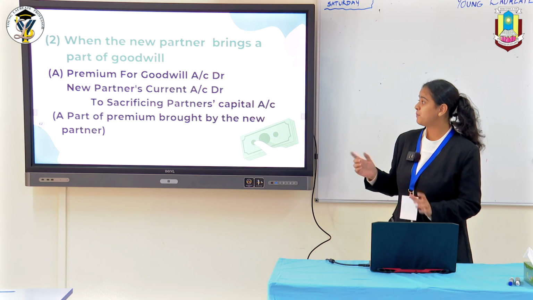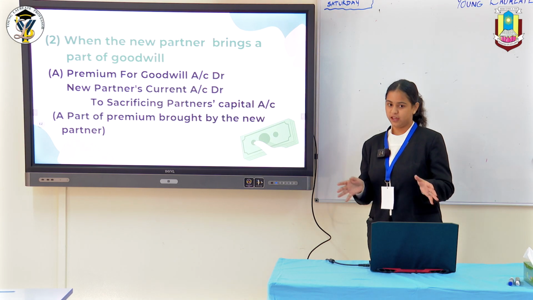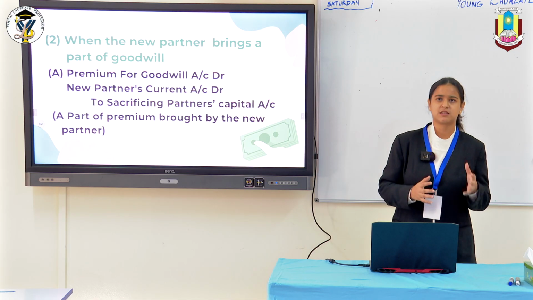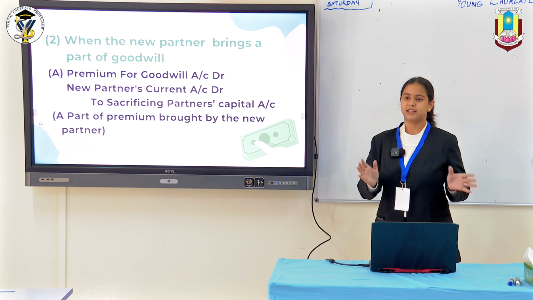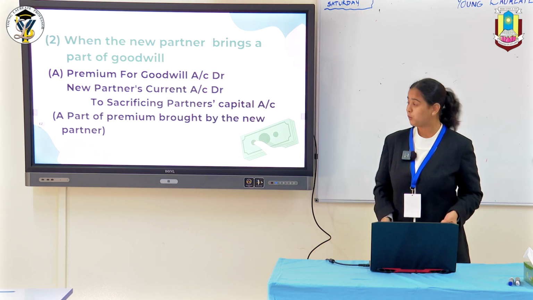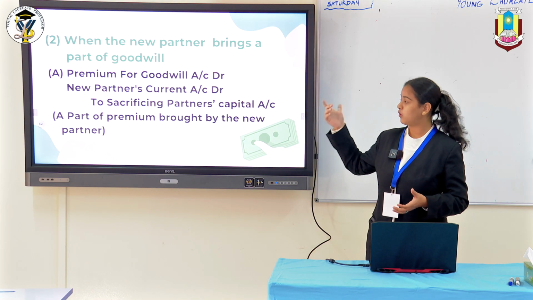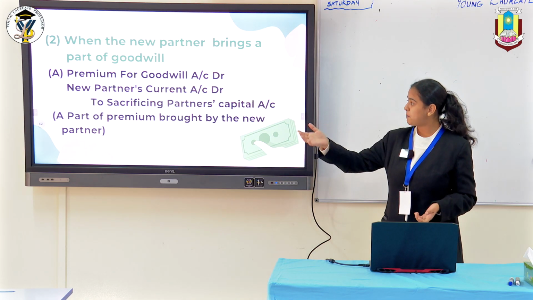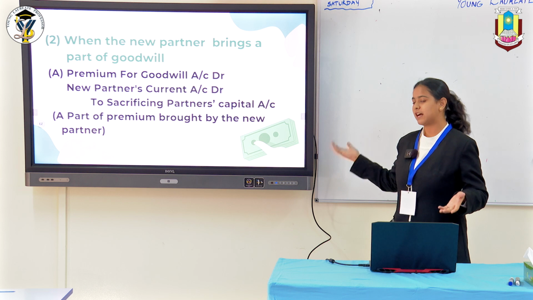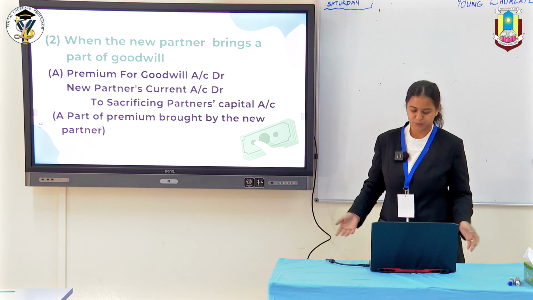And when the new partner brings only a part of goodwill. Now, here, suppose the incoming partner is supposed to bring 1 lakh rupees as the premium. Now instead of that, he just brought 80,000. So the amount which he brought will go to premium for goodwill account, and the amount which he didn't bring will be taken from his current account. That is, new partner's current account debit, given to the sacrificing partners in their sacrificing ratio.